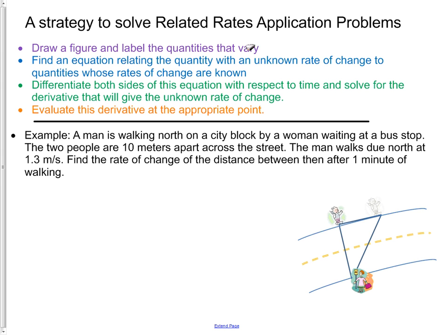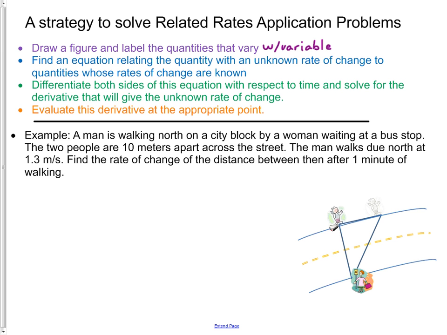And I say any of the quantities that vary, you use a variable to label those things that are going to change, right? Some quantities will not change, but others will. In this example right here, let's talk about this. A man is walking on a city block by a woman at a bus stop, and she's across the street from him. The two people are 10 meters apart when they're across the street. The man walks due north at 1.3 meters per second. Find the rate of change of the distance between them after 1 minute of walking.